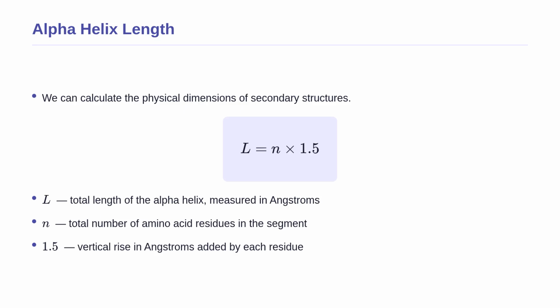Here, L represents the total length of the alpha helix, measured in angstroms. 1 angstrom is a tiny unit of distance equal to 1/10 billionth of a meter. The variable n represents the total number of amino acid residues present. The constant 1.5 represents the vertical rise in angstroms that each individual amino acid adds. If the number of amino acids increases, the helix becomes proportionally longer.